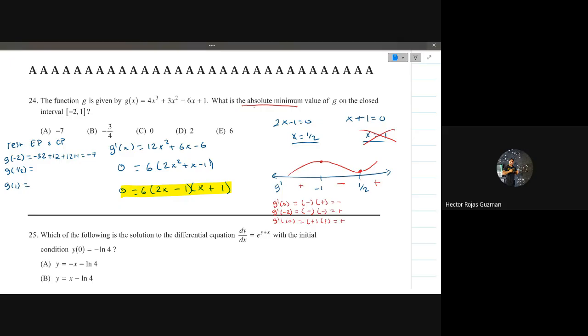Let's see, g of 1. Oh, you know what? g of 1 is probably not even going to be a minimum. Look at what the graph did. After you get to 1/2, the graph is increasing, right? It's increasing till you get to 1. So that right there is not even going to be a minimum, but we'll do it just in case. g of 1 is 4 plus 3 minus 6 plus 1 equals 7, 8. 8 minus 6 is 2. See, told you.